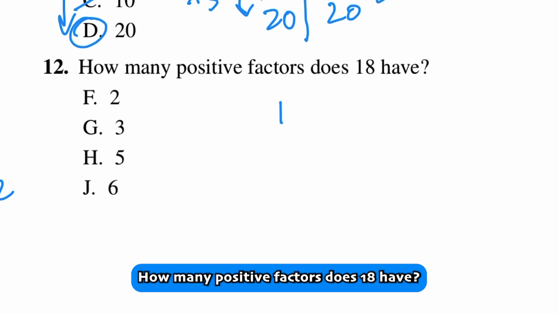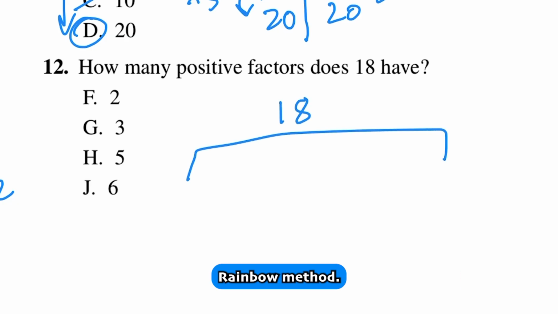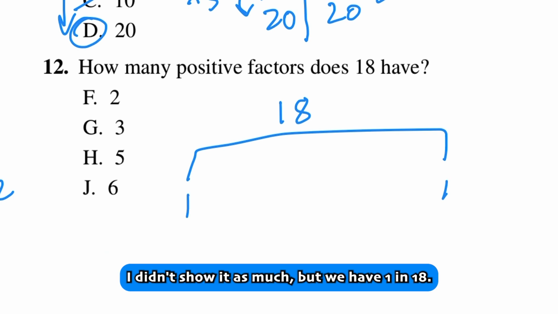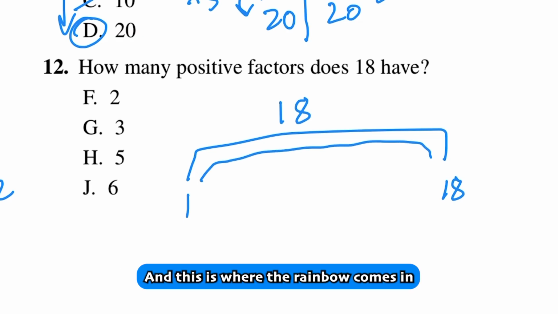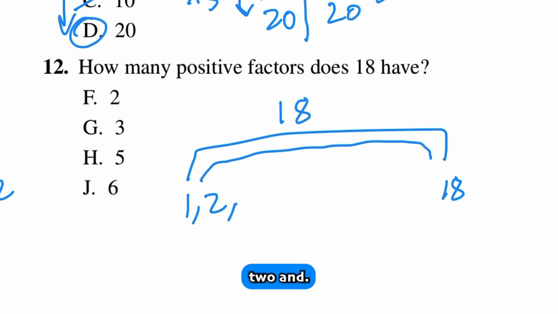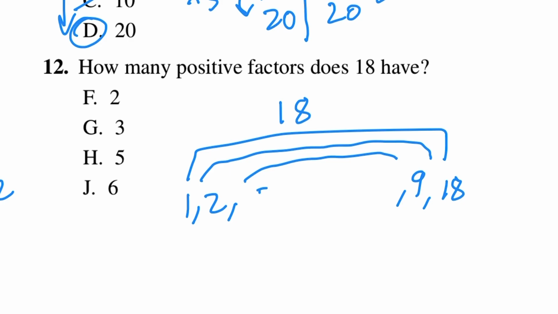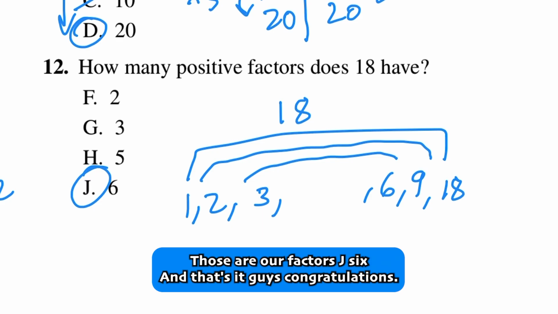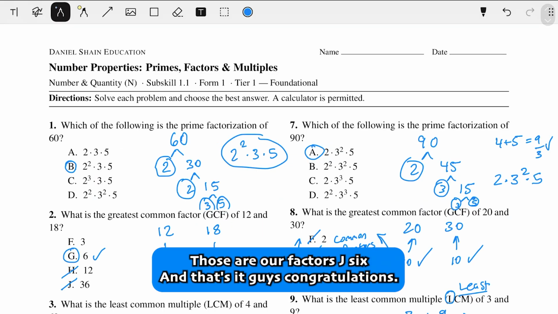And then 12. How many positive factors does 18 have? Rainbow method. Oh, and I forgot. You'll see why I call it the rainbow method now. The other one I didn't show it as much. But we have 1 and 18. And this is where the rainbow comes in. 2 and 9. 3 and 6. 4 and 5 don't go in. So that's it. Those are our factors. J, 6.